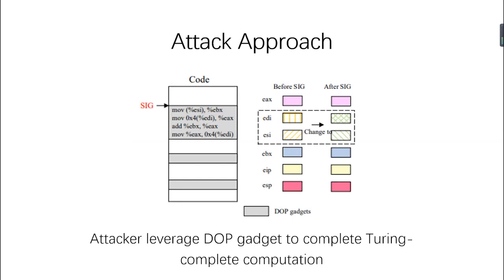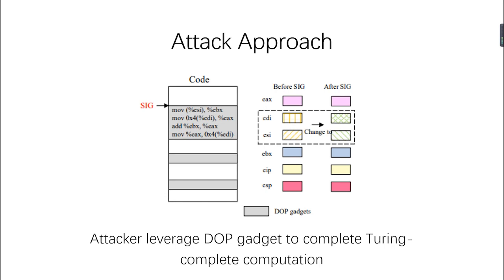This attack has three application scenarios. When the interrupted instruction is a syscall instruction, the attacker can invoke an arbitrary system call instead of the original one, because the attack can manipulate the EAX register's value, which stores the syscall number.